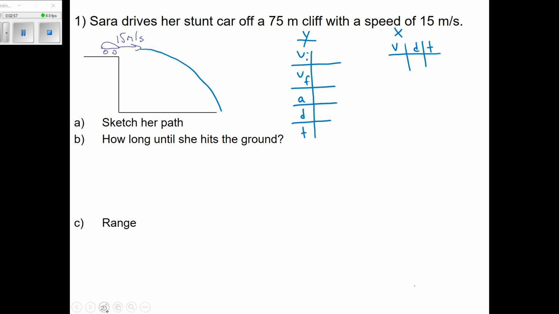And what I'm going to do is change colors for a second here. The things you need to know that aren't going to be told to you in the problem are that the initial y velocity is 0. Put a little star next to that. That's what you need to know. And the y acceleration is gravity, negative 9.81 meters per second squared.